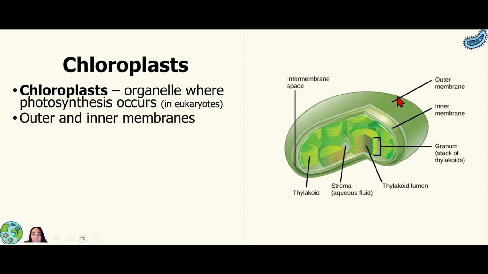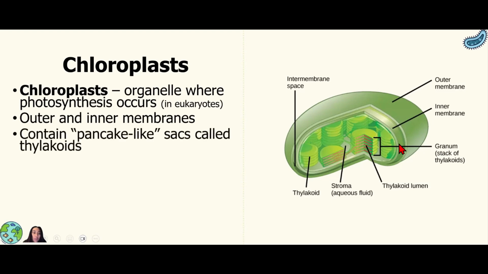Now the chloroplast has an outer membrane and an inner membrane, but the most important structure inside of a chloroplast is going to be the thylakoids. So these thylakoids are small pancake-like sacs, and a stack of them is going to be called a granum. So one pancake is a thylakoid, and then one stack of these thylakoids is called a granum.